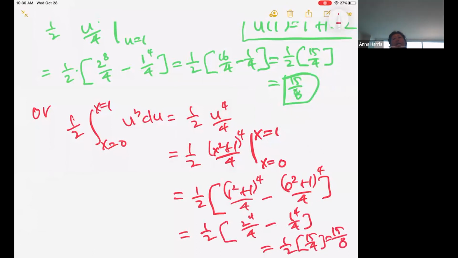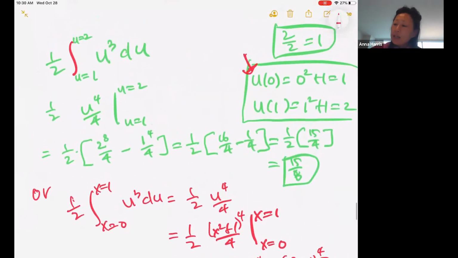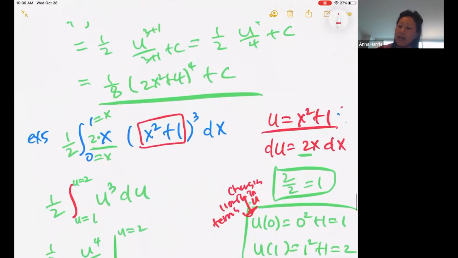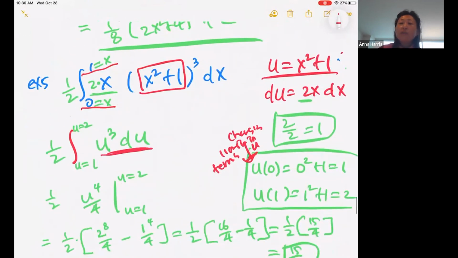So either way, you get the same answer. If you don't want to change your limit, this is a changing limit in terms of u. Right now your problem comes with x equal to 1 and x equal to 0. But if you want to just use u as your variable, you also need to change your limit in terms of u. If I plug it in, u at 0 and u at 1, that came from this number.